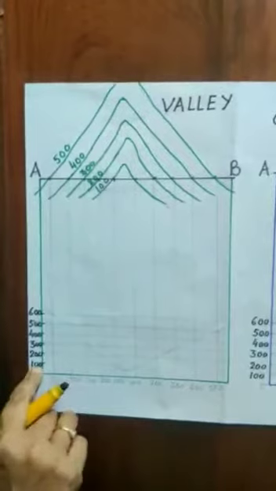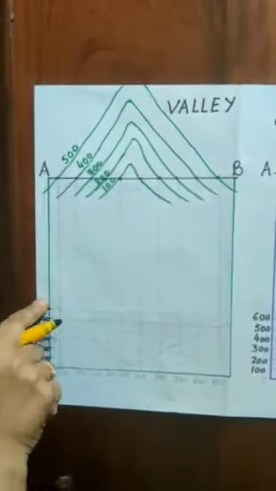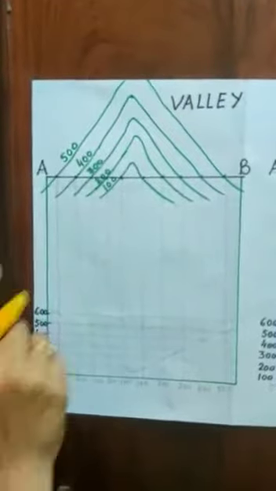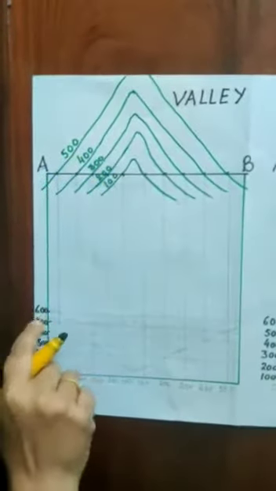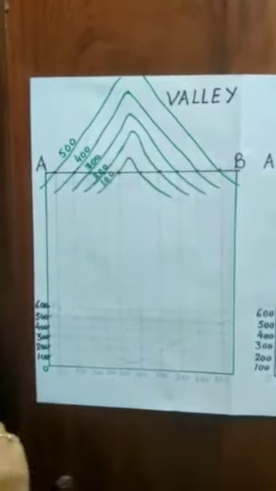And then I mark it. Here 0, 100, 200, 300, 400, 500, 600. Now why do I take 600? Because 500 is the highest. So I always take one extra high over here, for the convenience of drawing.